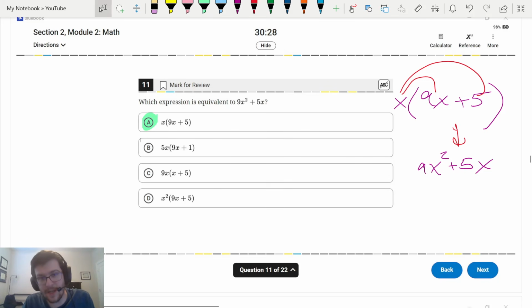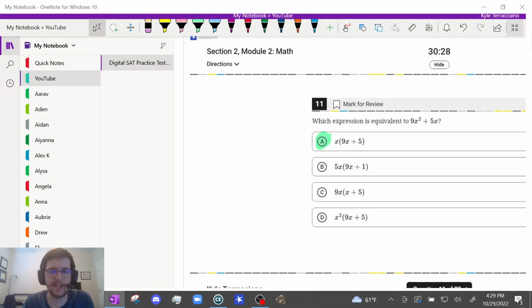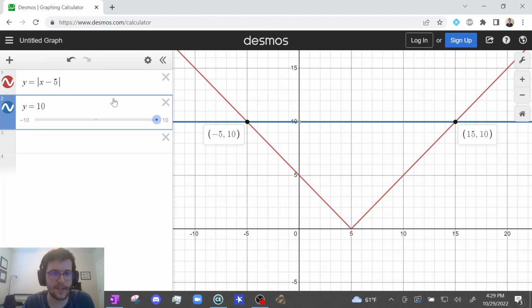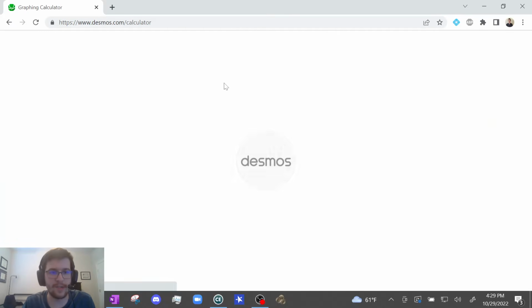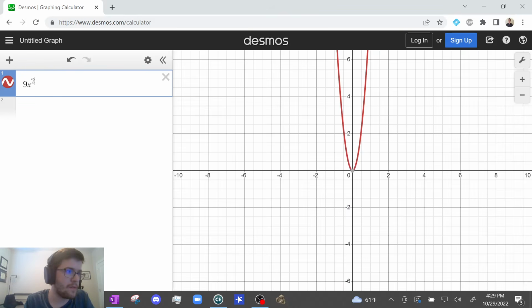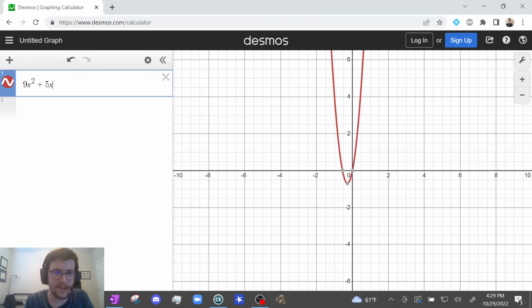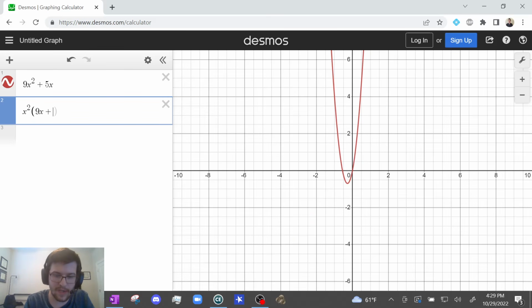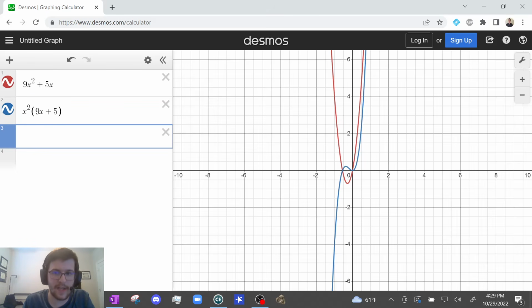Another thing you could do is, let's say you really didn't know what to do for any equivalent expressions question, even much harder ones than this. What you can do is you can type in the original, so 9x squared plus 5x, and see which answer choice matches. So I'm going to do all the wrong answer choices. So x squared times 9x plus 5. Okay, that's clearly not the same.